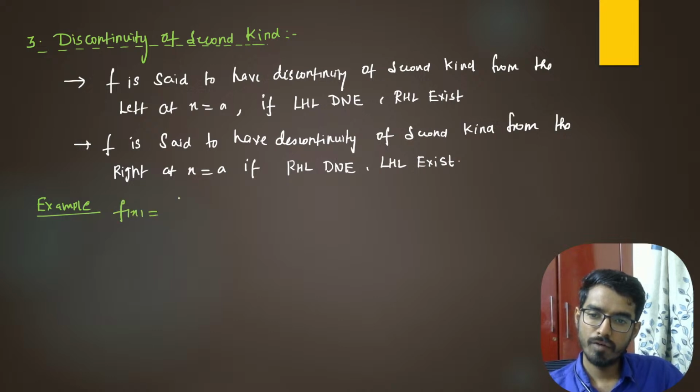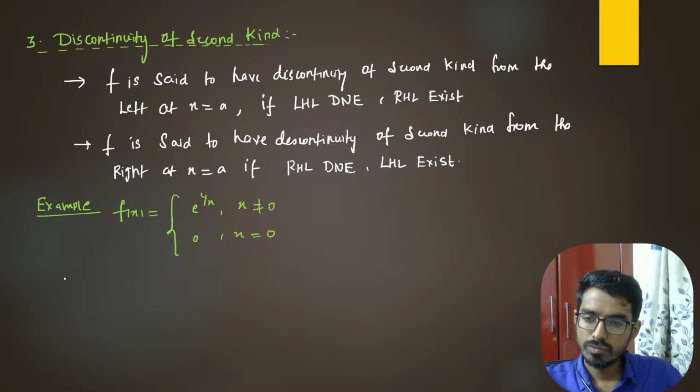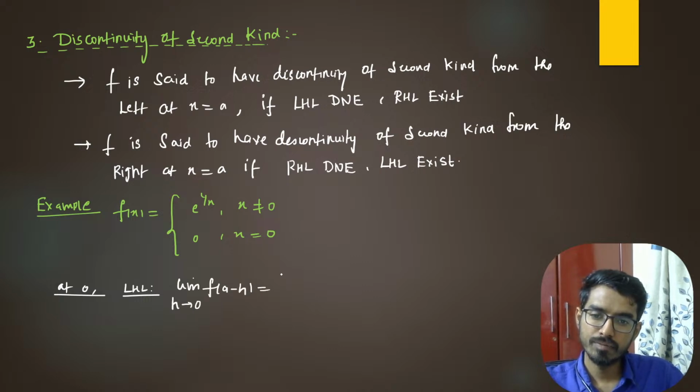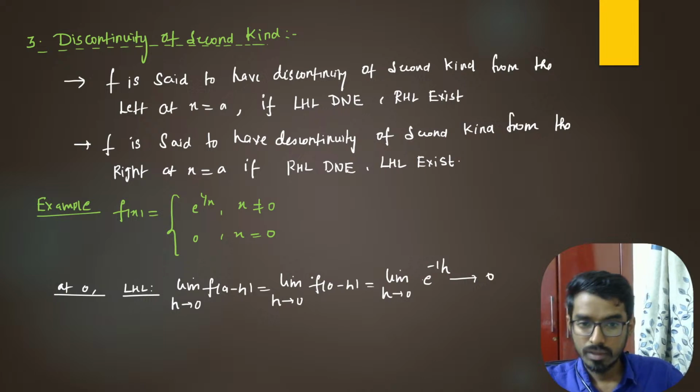Consider the function f of x equal to e power 1 by x when x is not equal to 0, and 0 when x is equal to 0, right? Now we can see at 0, what is your LHL? Limit h tending to 0, f of a minus h. So limit h tending to 0, f of 0 minus h. So limit h tending to 0, f of minus h. This will tend to 0. So our LHL is 0, right?